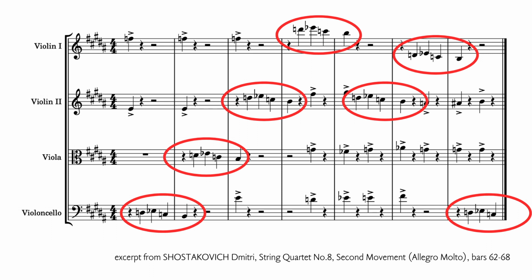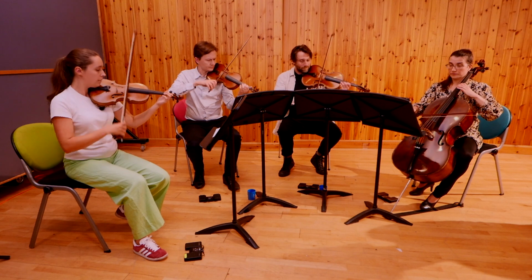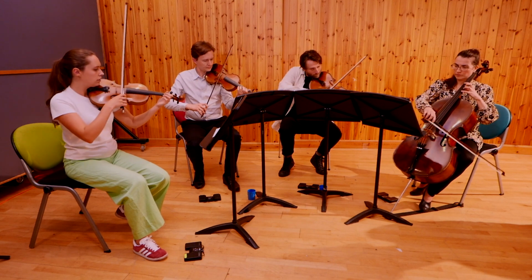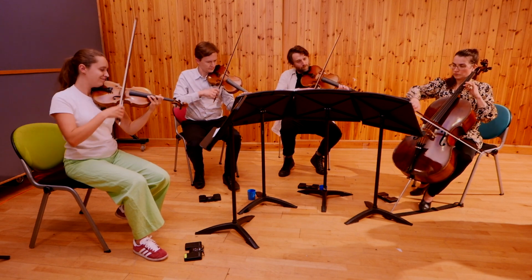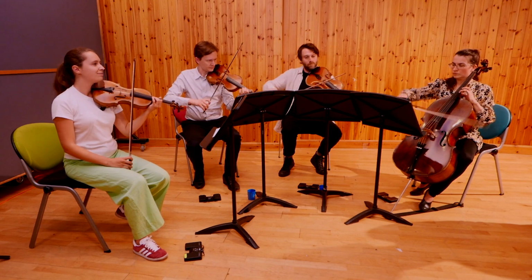Now let's hear the quartet play this very slowly at first so we can identify the motif being passed around the different instruments. Can you hear? It starts in the cello, then passed to the viola, then second violin, then first violin, and so on. Let's hear it now at its correct tempo.